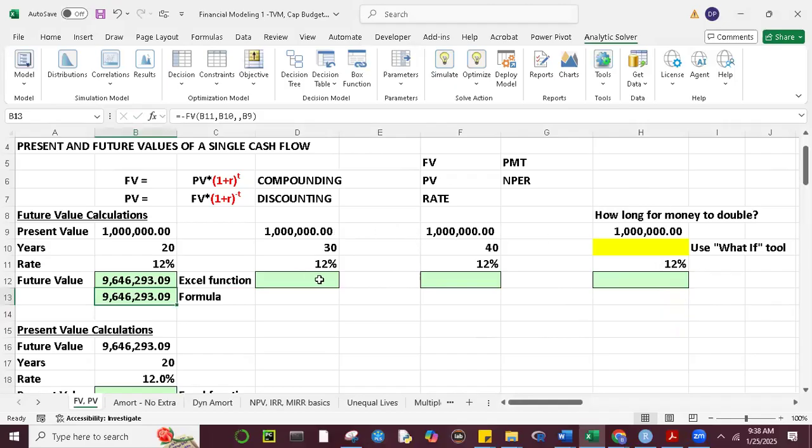Okay, now, a little practice, class. Use the FV function. What if the number of years is not 20, but 30 or 40? What will be the future value? I'll give you a few seconds to do that. And please, okay, I'll just get water, class.